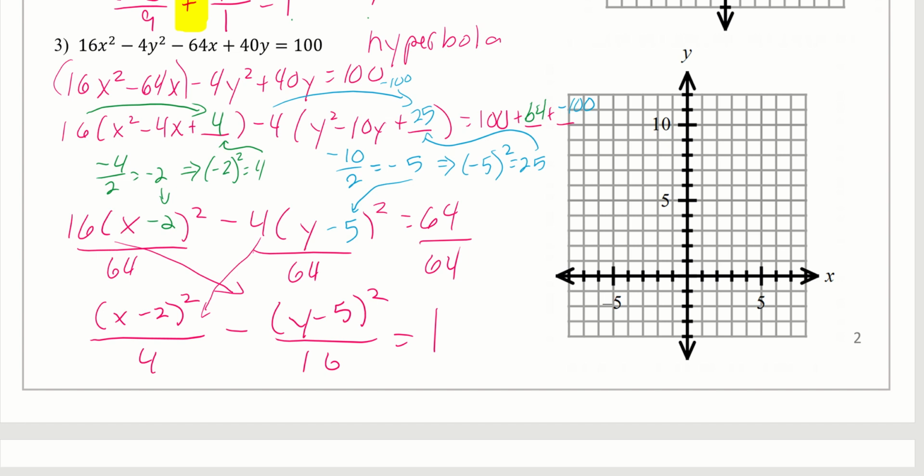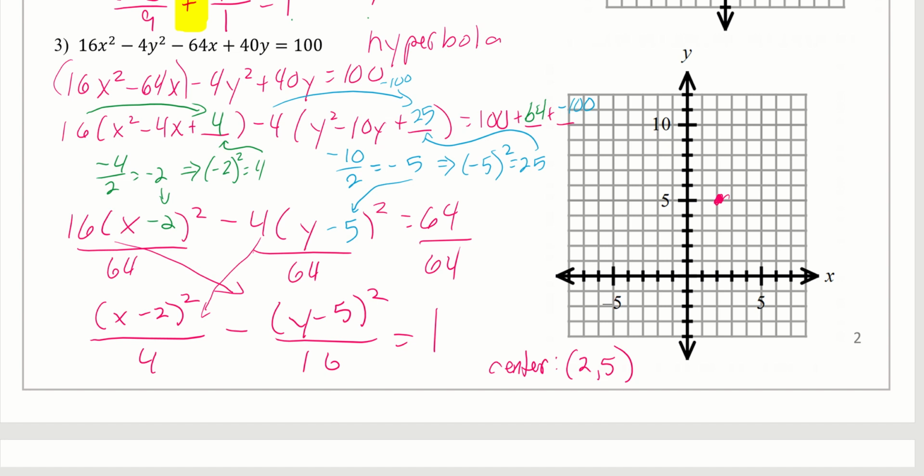Now be careful, the x and the y don't always come in alphabetical order. The y could potentially be in this first fraction here. But in our case, the center stays the same. So opposite h, opposite k. So my center for this one is 2, 5.